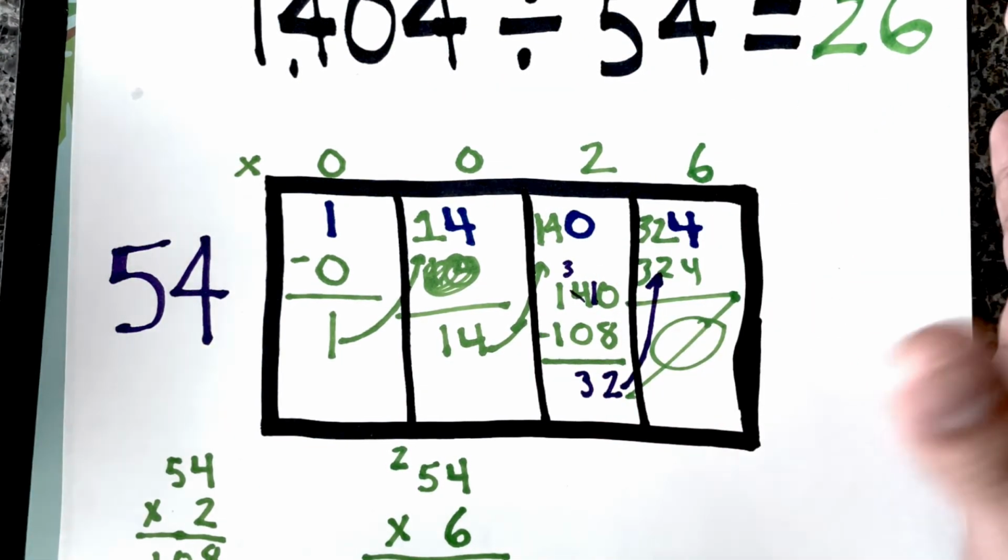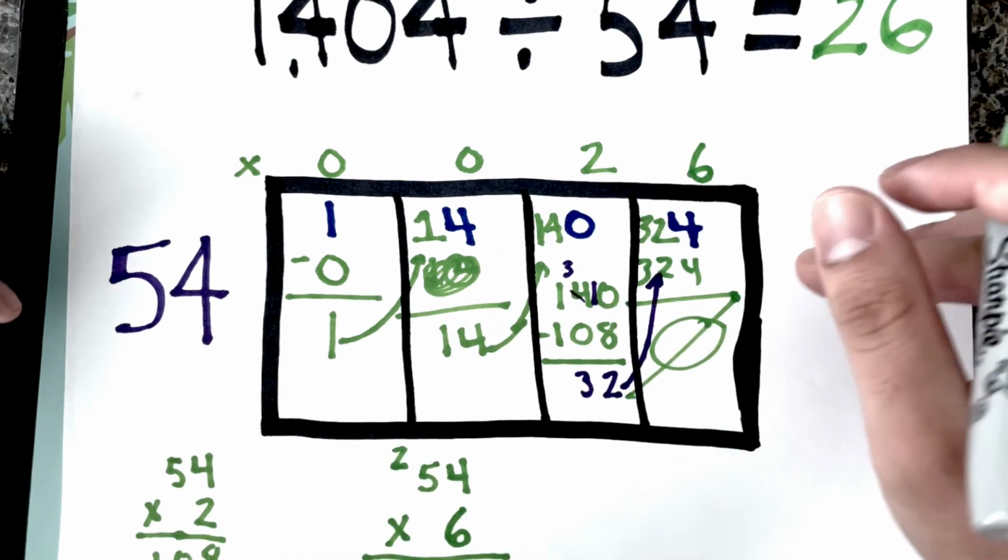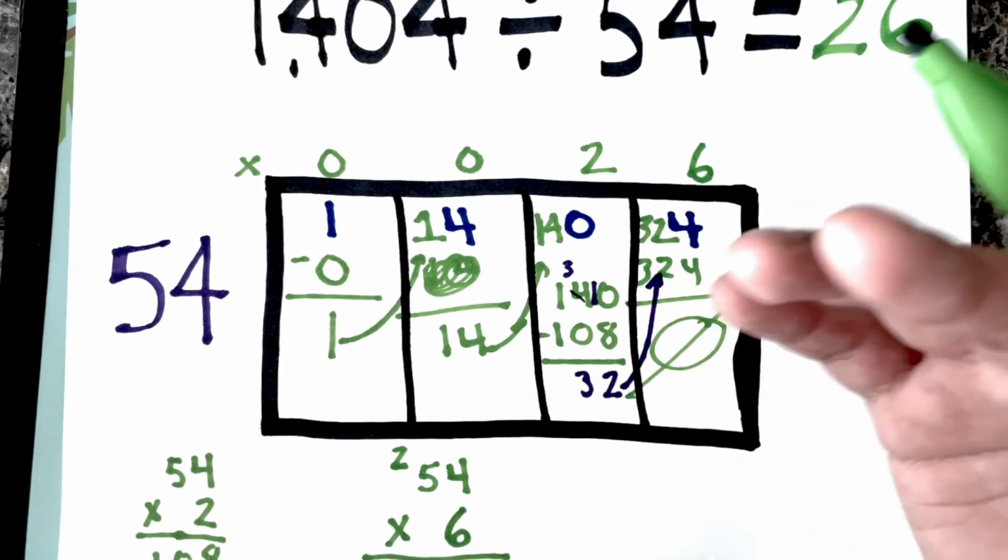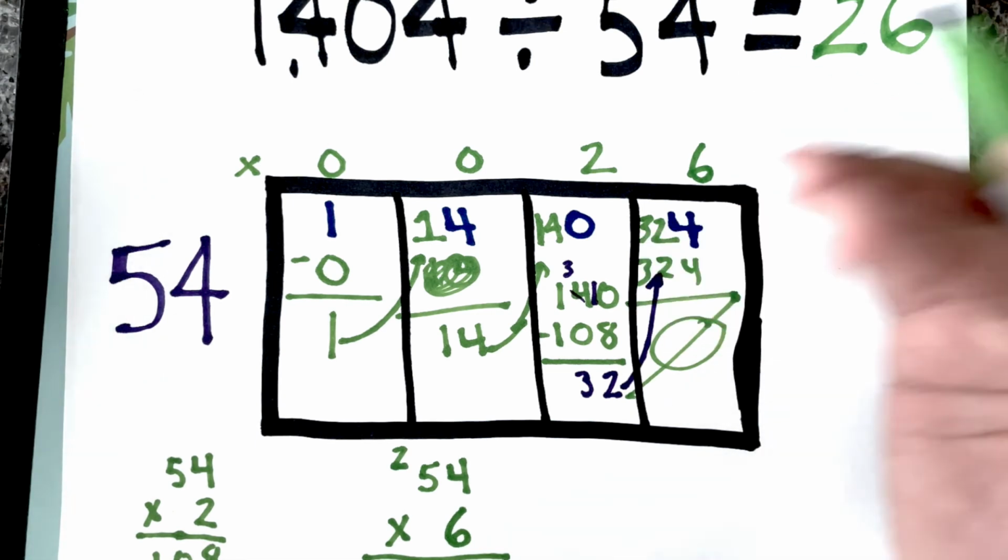So that is the box method. I don't know why it's called the box method, or I don't even know what method it's really called. It doesn't really matter. Just go with it.